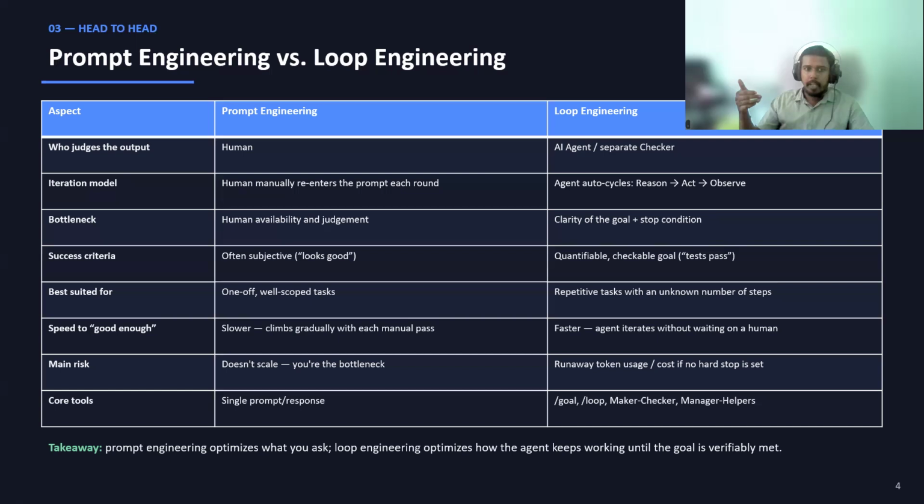The main risk in prompt engineering is the bottleneck, which means you. But in loop engineering, the main risk is running out of tokens, which means if we haven't defined clear stop criteria, the loop may run endlessly. That is the main risk. And core tools: when we are using prompt engineering, the core tool will be the chat interface. But in loop engineering, for example, in Claude Code, there are separate tools like /goal and /loop for loop engineering.